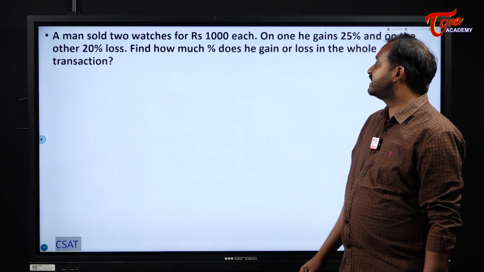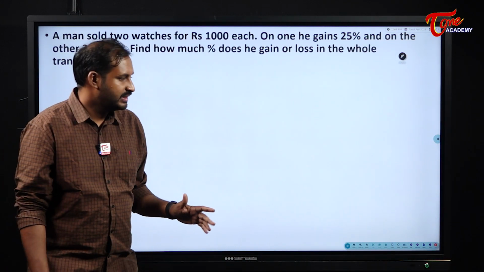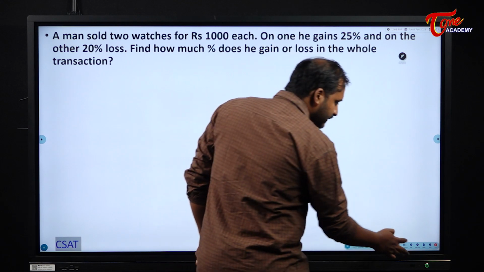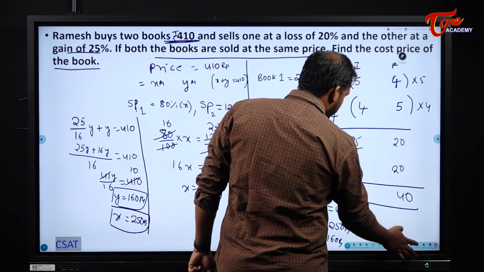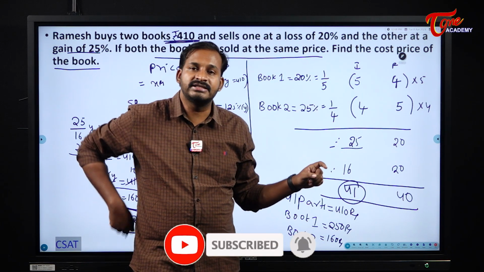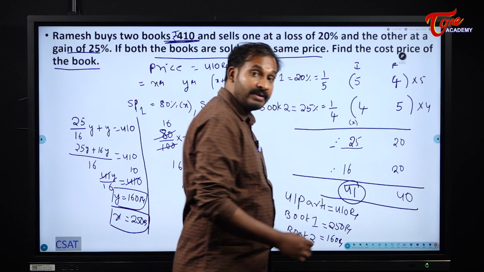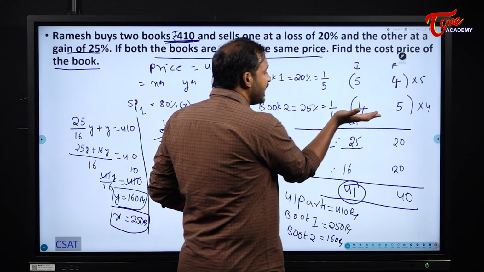Find how much percent does he gain or lose in the whole transaction. Now please be careful, students, in this case. And one more thing, I want to make clear for you people. Sir, in the earlier cases, whenever you wrote initial and final, you multiplied. Do you remember? There we multiplied. But why did you add it here, sir?